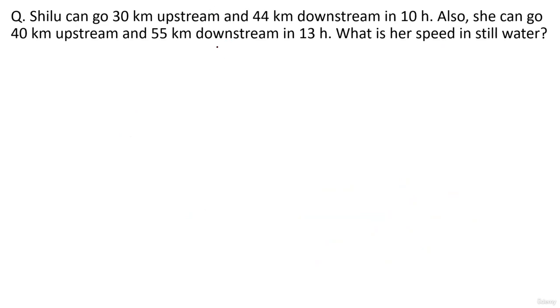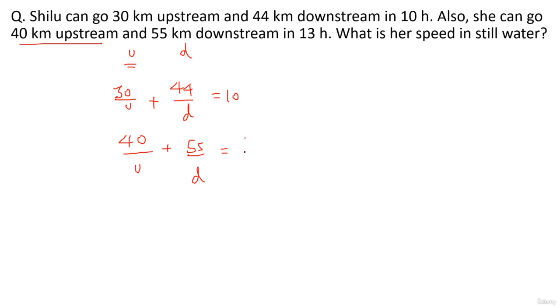So what we will do is we'll assume the upstream speed to be u and the downstream speed to be d. Before that, let's find the upstream and downstream speeds, then we will discuss how to find the speed of the boat in still water and the speed of the stream, whatever. So 30 kilometers upstream, your speed is u. How much time will you take? 30 upon u. And 44 kilometers downstream, you're traveling at a speed of d, so time taken is 44 upon d. This total time is nothing but 10 hours, right? Similarly, in the second case, 40 kilometers you're traveling upstream and 55 kilometers you're traveling downstream. The speed is d and the total time is 13 hours.